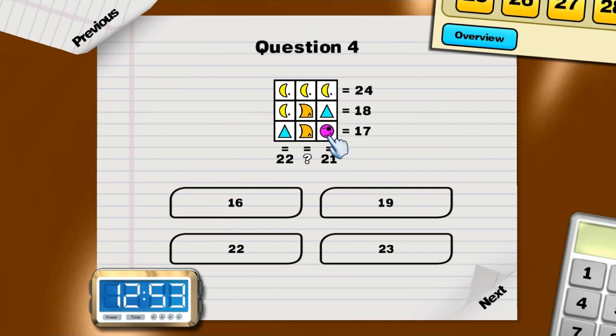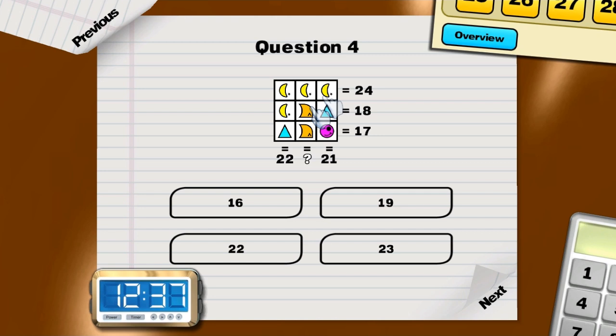This is just a simple sort of number puzzle. It usually starts with three of the same on the top. So 24 divided by 3 is 8, isn't it? So each of these is worth 8. Okay? So once you know that, you can start working out the rest of the puzzle. And this is the line we're interested in.